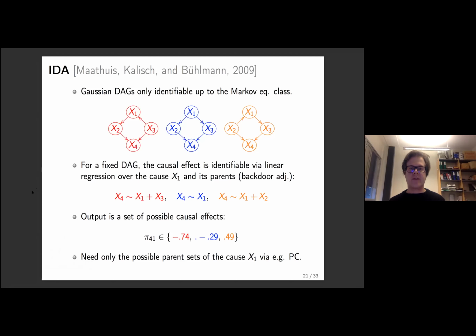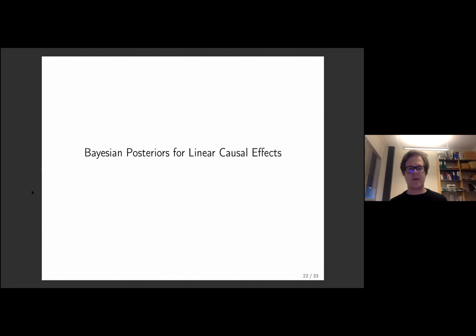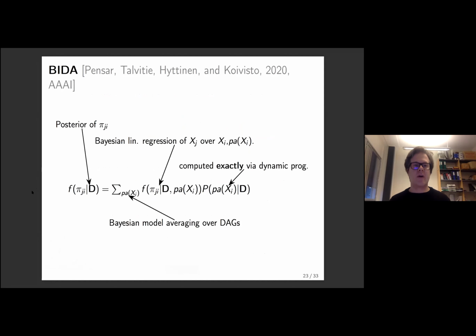And to make this method work, you only need to discover the possible parent sets of the cause Xi, and you can do that, for example, via the PC algorithm. And this is now a very scalable approach. You can do thousands of variables, but the accuracy may be limited, as I will show. So we set out to improve this method, and we took a Bayesian approach to do that. We published this approach this year in AAAI, which is essentially a Bayesian version of IDA.